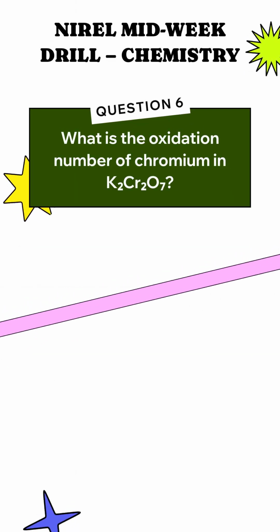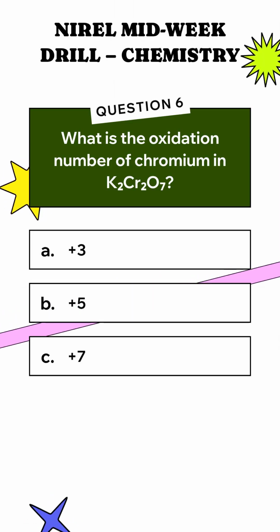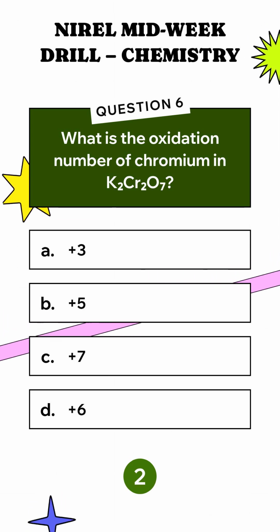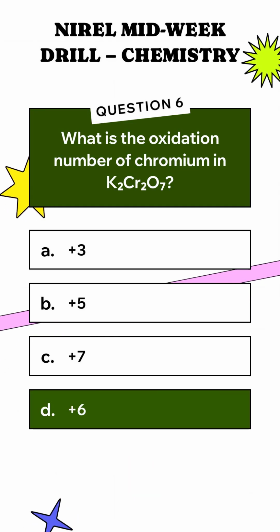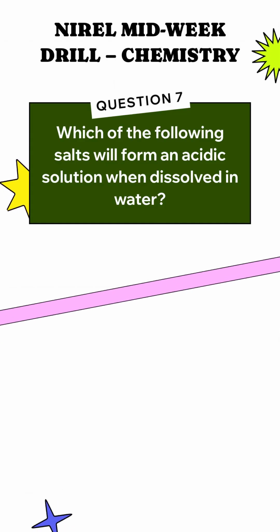What is the oxidation number of chromium in K2Cr2O7? Which of the following salts will form an acidic solution when dissolved in water?